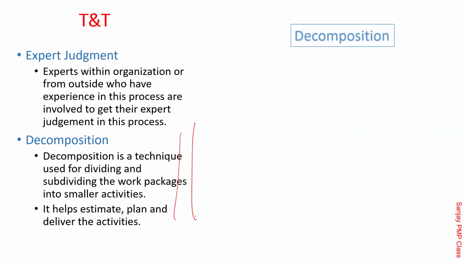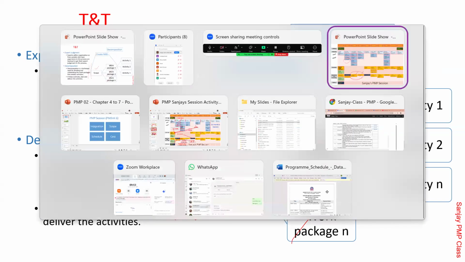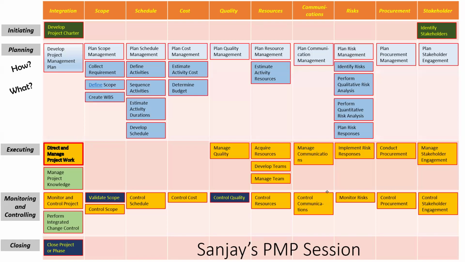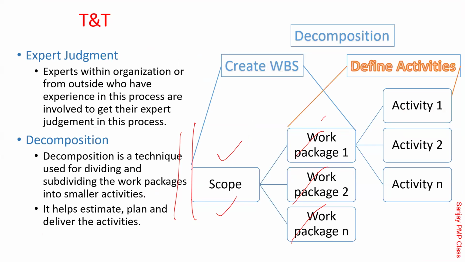Yesterday I spoke about it, and here is the decomposition for Create WBS. Look at it here. It says that Create WBS takes the scope and breaks it into multiple work packages. I am referring to that first animation here. So Create WBS means you take the scope and break it into work packages. Now comes the next one. Decomposition for Define Activities is taking one work package and breaking it into multiple activities.